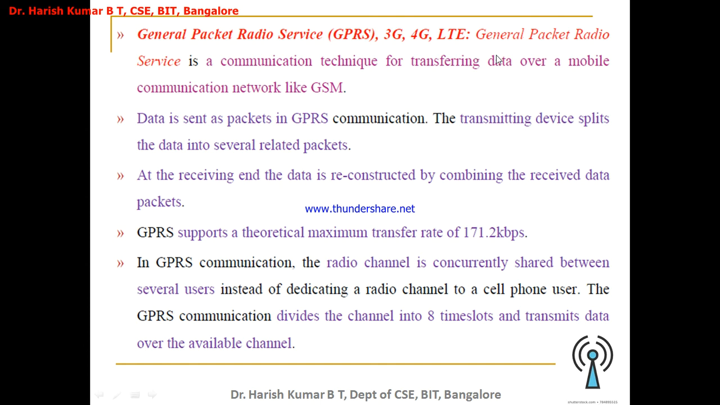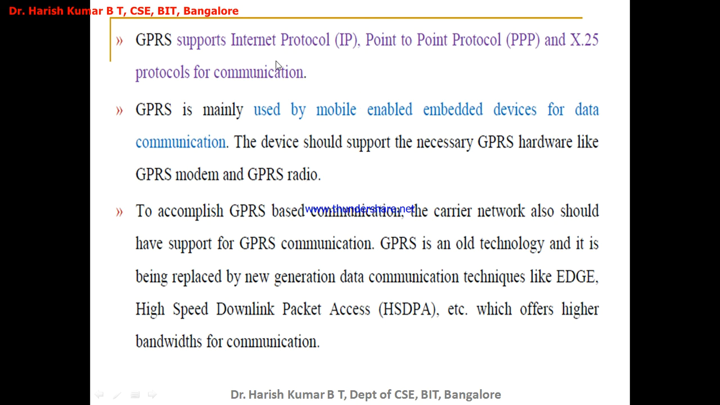And next is GPRS. It is a communication technique for transmitting data over the mobile communication network like GSM, and the majority of you are using GPRS. The maximum transfer rate is 171.2 kbps, and again this supports point-to-point protocol and internet protocol. This is where the IP address and all comes into the picture.